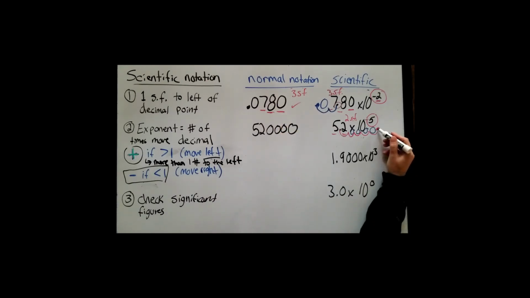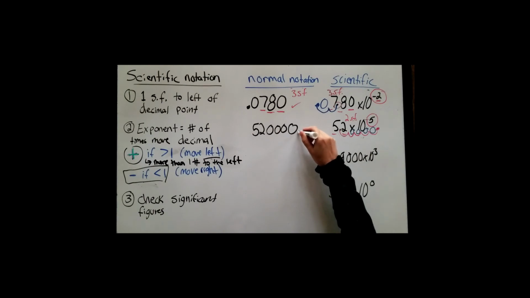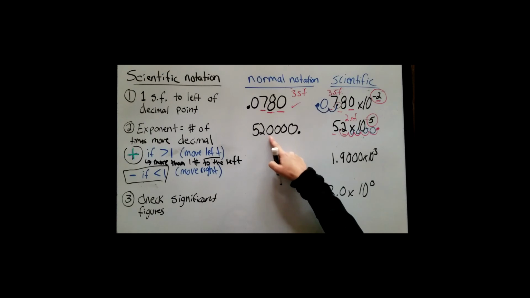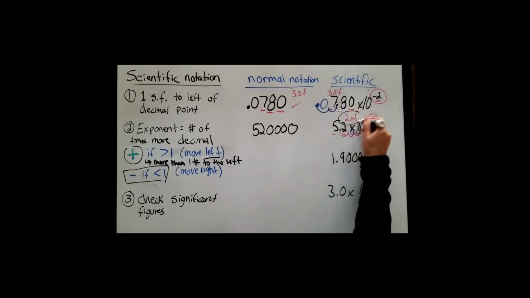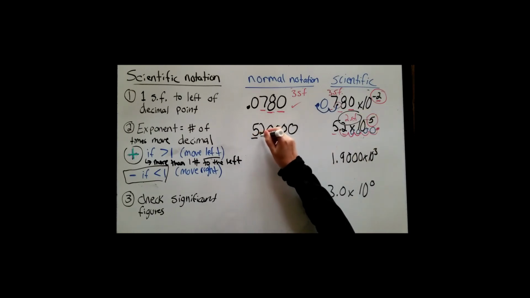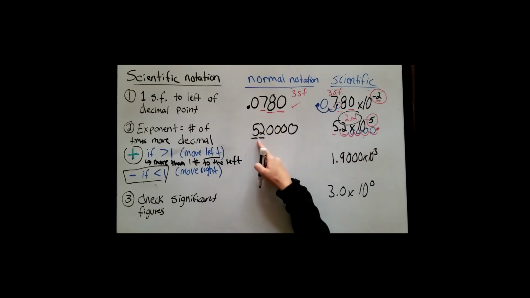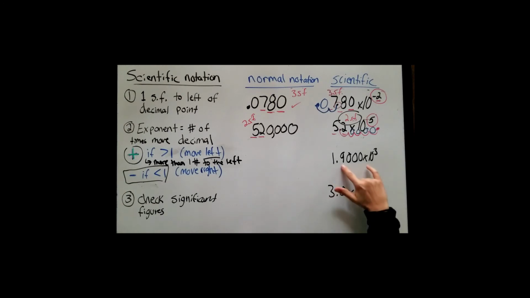Now, I don't want to keep this decimal point here. If I kept that decimal point there, what I'm saying is, hey, those zeros now matter. But I don't want them to matter when I'm counting sig figs because my original number had 2. So I only want 2 in my answer. So the correct answer is going to be 520,000 in normal notation. And only those 2 numbers are significant. The zeros are not because there is no decimal. Let's move on to the next one.